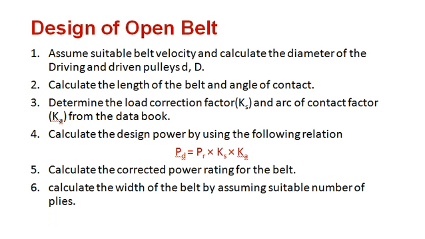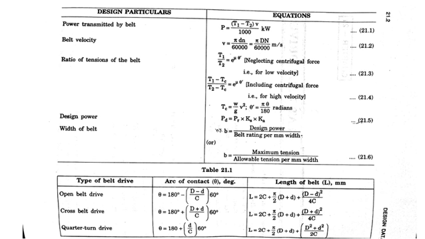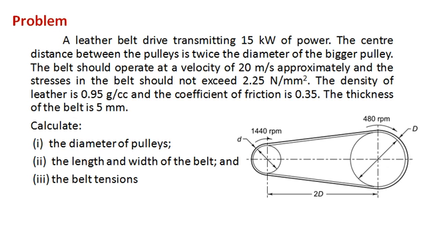Coming to the design of open belt drive, assume a suitable belt velocity, and calculate the diameter of the driving and driven pulleys, small d and capital D. Next we calculate the length of the belt. Next we calculate the load correction factors, that is the service factor and arc of contact factor. Next we calculate the design power. Design power equals the given or rated power multiplied by the service factor and angle of contact factor. Next we calculate the corrected power rating of the belt. Then we calculate the width of the belt assuming a suitable number of plies, based on the given conditions of the problem. These formulas are given in the data book.